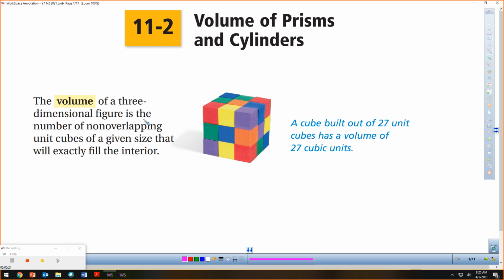So volume is just the number of cubes that can fit inside of a figure. All right, so what we're going to be doing today is figuring out the volume of a figure. Area was how much space you had around the figure. Volume is going to be how much space the figure takes up inside.